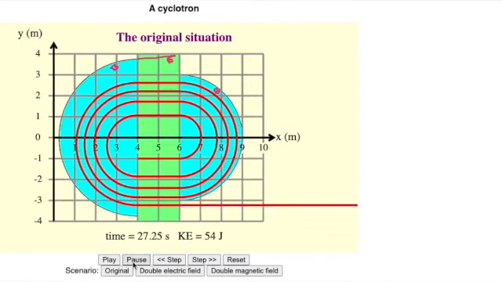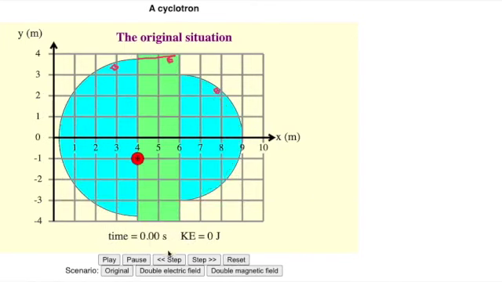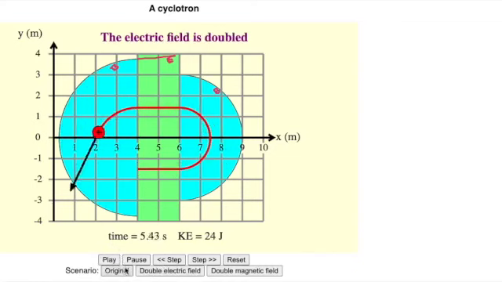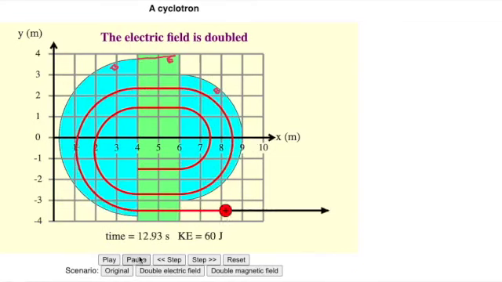Now let me see what will happen if I double the electric field. Let me play. Did you observe here? When I doubled the electric field, the particle attains the desired energy even in very little time. Why? Because the more the electric field, the more the acceleration, so the more quickly the energy can be attained.